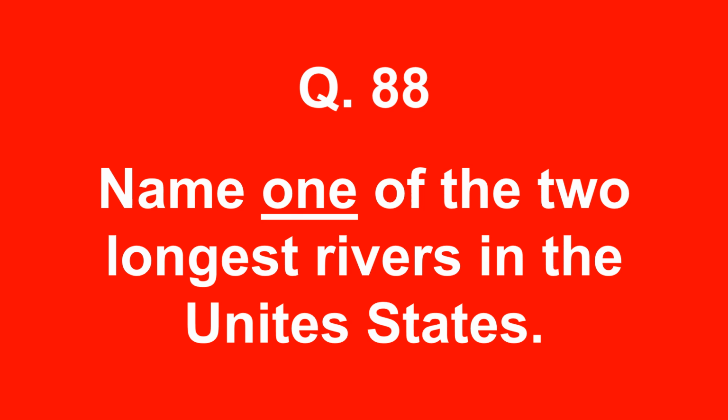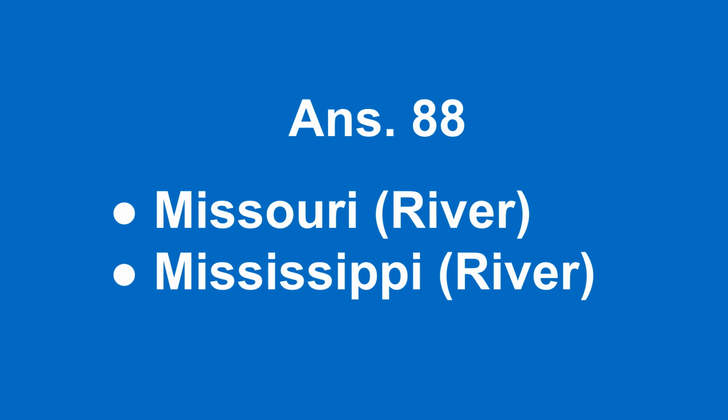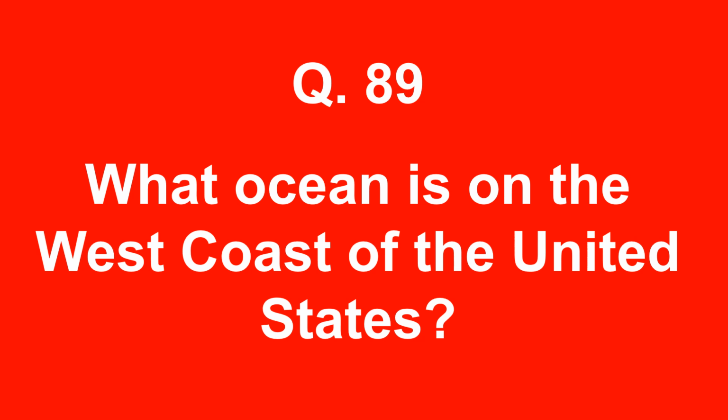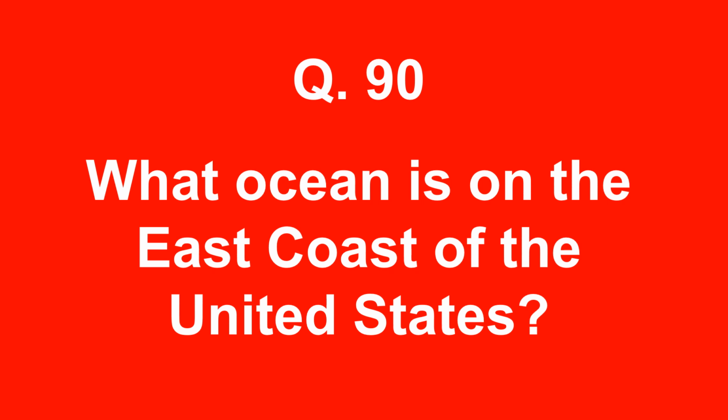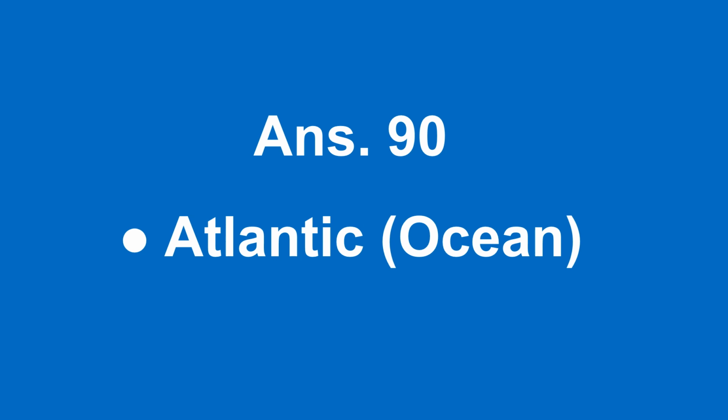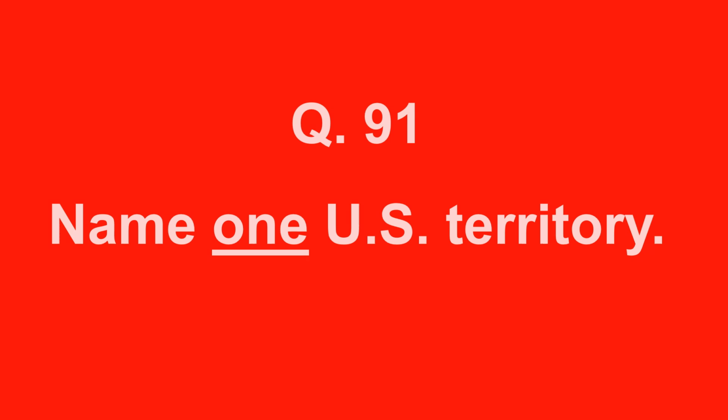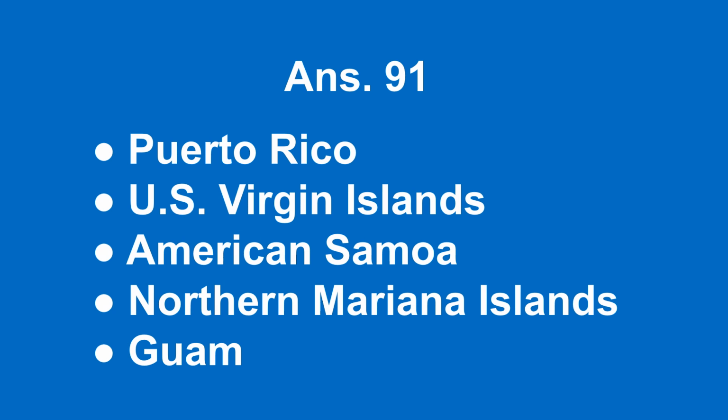Name one of the two longest rivers in the United States. Missouri River, Mississippi River. What ocean is on the west coast of the United States? Pacific Ocean. What ocean is on the east coast of the United States? Atlantic Ocean. Name one U.S. territory. Puerto Rico, U.S. Virgin Islands, American Samoa, Northern Mariana Islands, Guam.